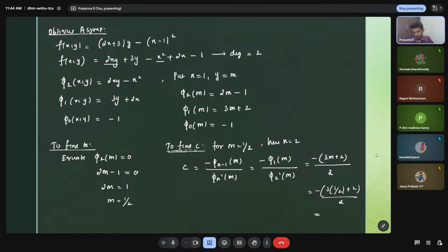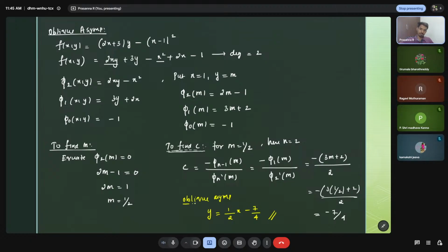Minus 7 by 4 we are getting, right? So if m is 1 by 2, this will be 3 by 2, 3 plus 4, 7 by 2. So it is minus 7 by 4. So for this m, the corresponding c is minus 7 by 4. So the oblique asymptote is given by y is equal to mx plus c. So that's it.